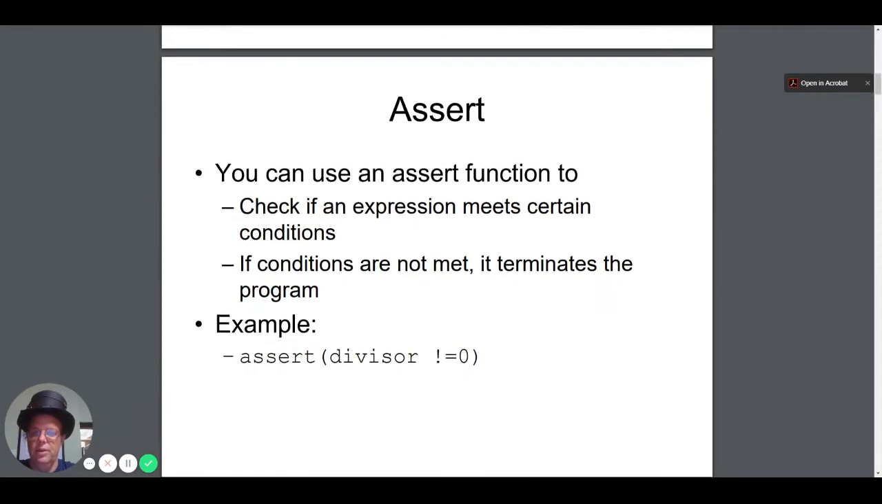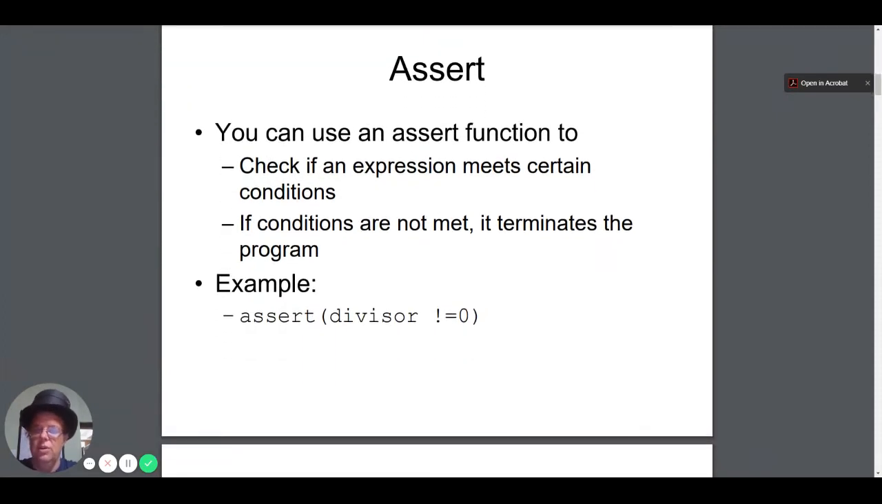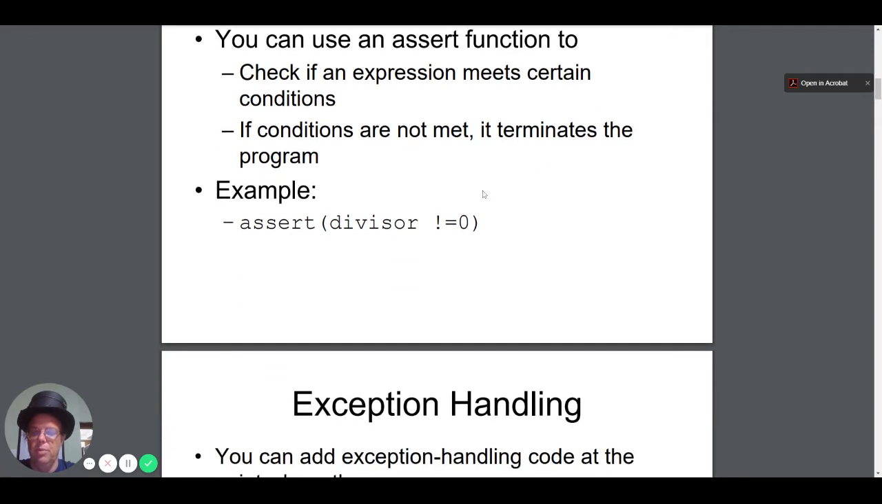So one thing you can do is you can assert, and the assert function basically is used to check if an expression meets certain criteria. If these conditions are not met, it terminates the program. So, if I were doing a division, I can assert the divisor is not equal to 0. Basically, I'm convinced that somebody has provided me with a non-zero input. I'm not doing division by 0. And assuming that the divisor is not 0, then the program will continue. If the divisor for some reason is 0, the program will terminate.